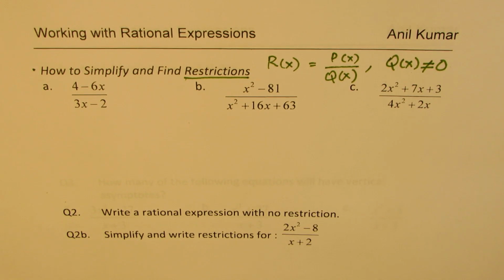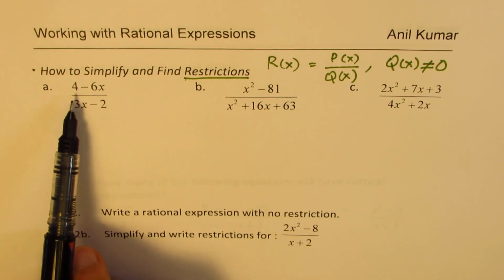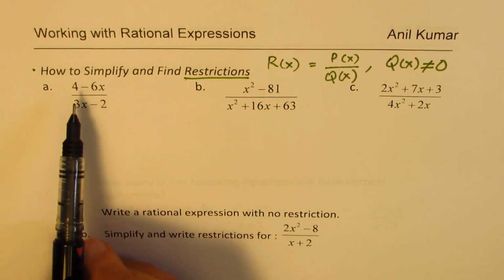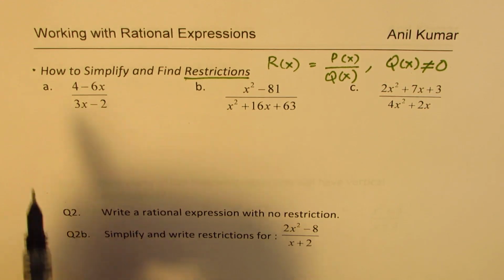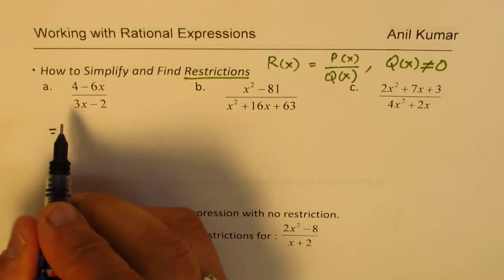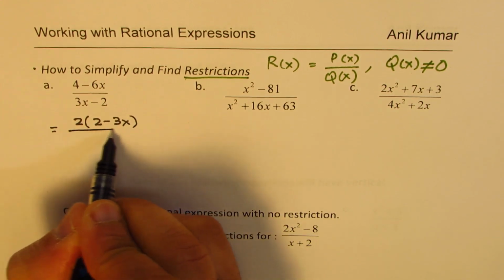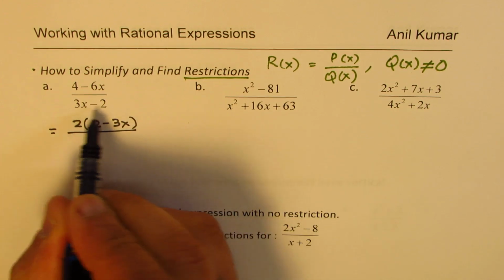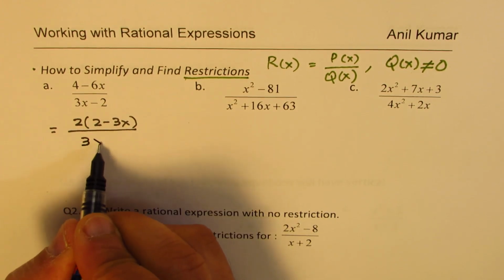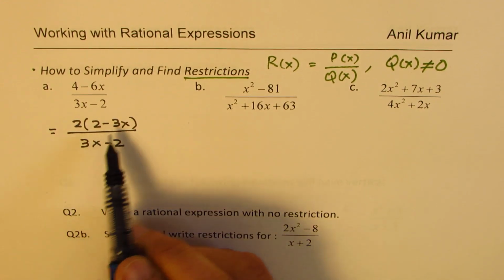Now, I hope you know all your factoring techniques. We have taken very simple examples to begin with, and we will see how to find restrictions. So here are three examples. Let's work on them. First one, 4 minus 6x divided by 3x minus 2. Now, I can take 2 as a common factor in the numerator. So if I do that, I'll write this as 2 times (2 minus 3x) divided by, well, there is nothing common here, so I get 3x minus 2. Now this is your first test. Do we have a common factor here?